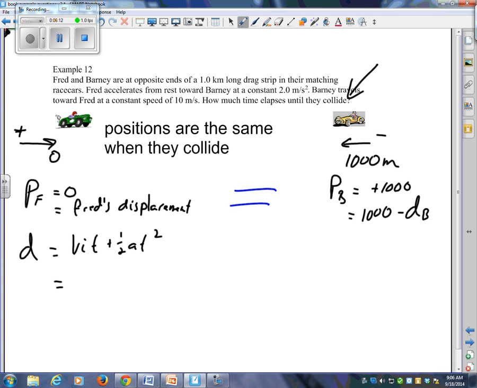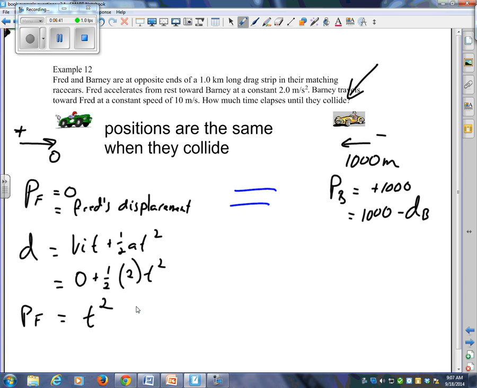Initial velocity of Fred is 0. That's nice. 1/2 of his acceleration, which is 2, which is convenient, t squared, and when you reduce this all down, position Fred is equal to t squared. It's pretty simple at the end. The 0 disappears, half of 2 is 1, so it's 1 t squared or just t squared.